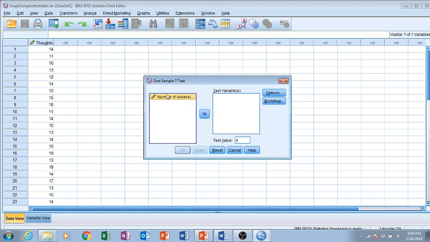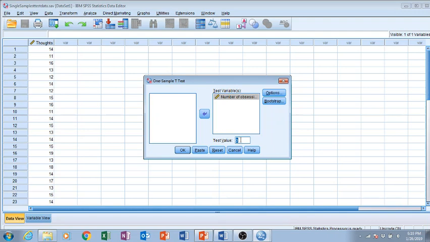The variable I care about, well, I kind of made it easy on myself because I only have one variable in my data set, so I know I've got to click that over. But here's the other piece, the test value. The test value is the population mean. If you remember back to the previous lesson, we use a single sample t-test when we want to do what we're doing here. We have one sample and we want to compare it to a population value.